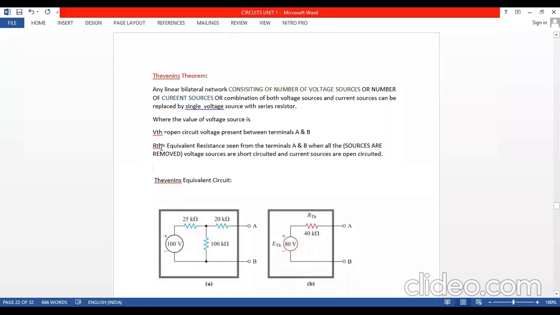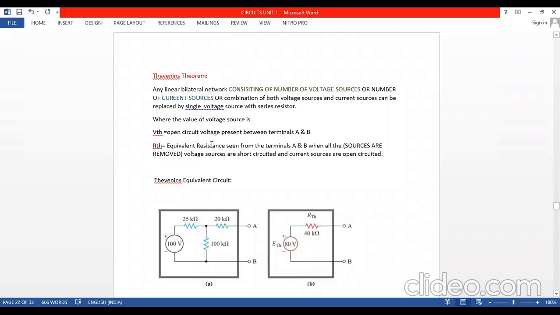Now RTH means Thevenin's resistance. What this Thevenin has mentioned, I will design the new circuit. The new circuit contains only Thevenin's voltage and Thevenin's resistance. Okay. Now what is the formula for Thevenin's resistance?